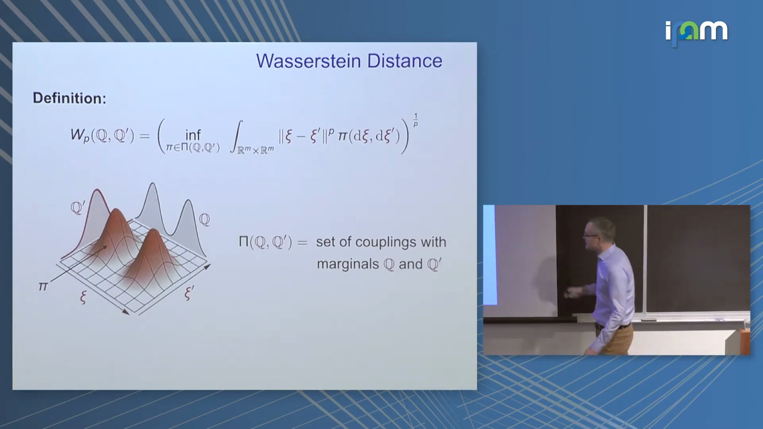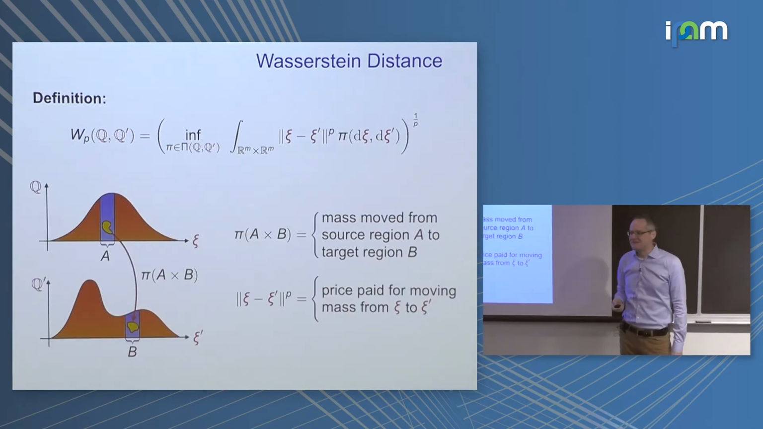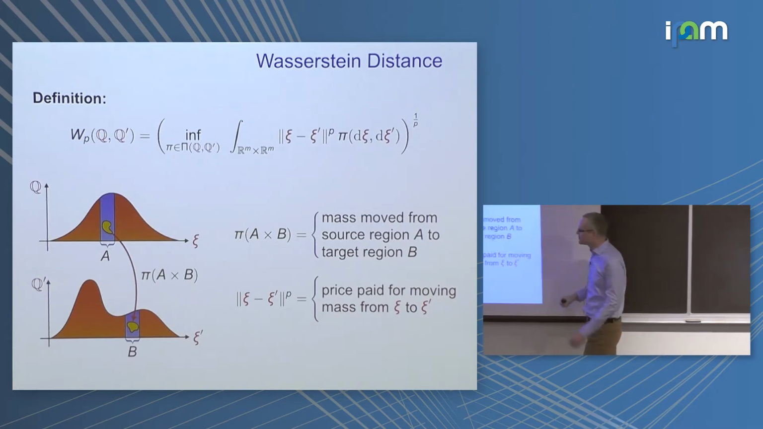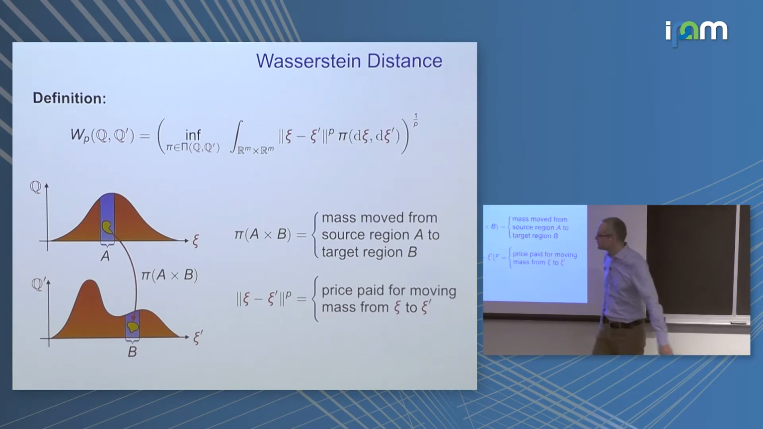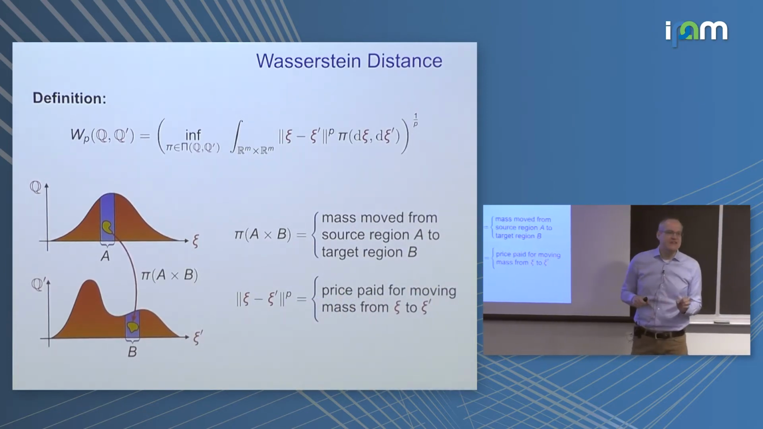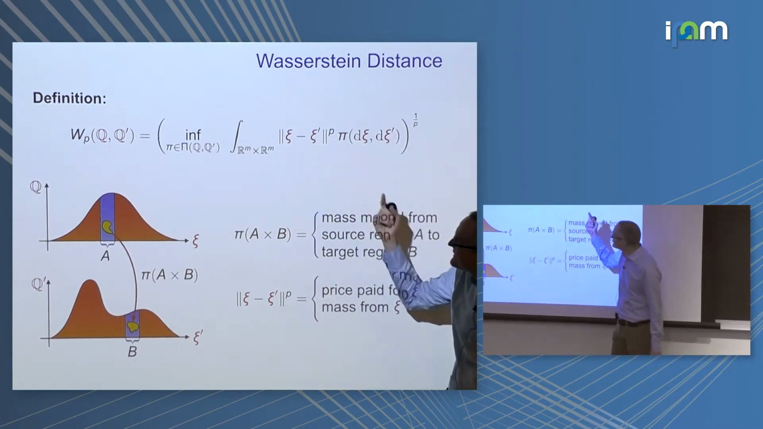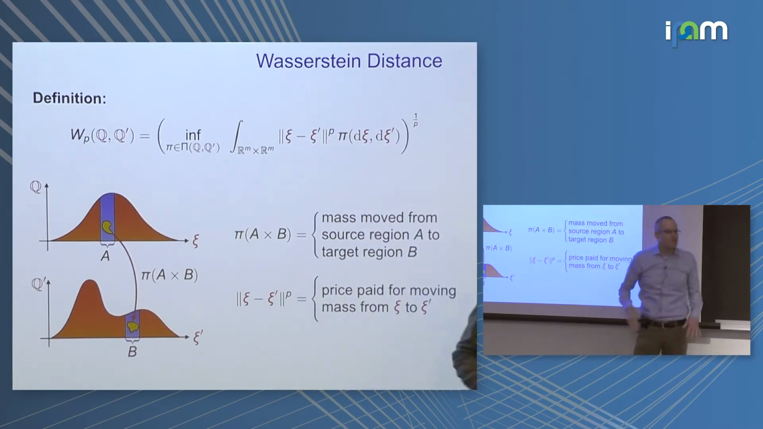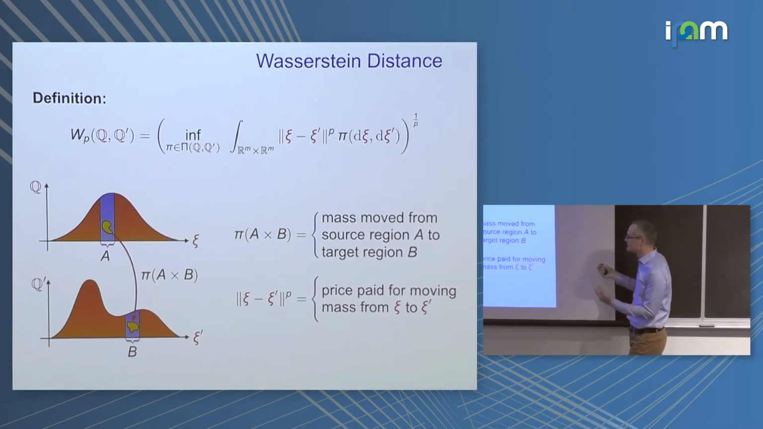So the optimal value of this transportation problem here can be interpreted as the minimum amount of money you will have to pay in order to transform one pile of dirt corresponding to the distribution Q to some other pile of dirt corresponding to the distribution Q prime, where the price you have to pay for shifting a unit mass from xi to xi prime is just the distance between xi and xi prime to the power p. So we measure the distances with some norm in the xi space, and we're free to choose the norm in principle, so that gives some degree of flexibility.